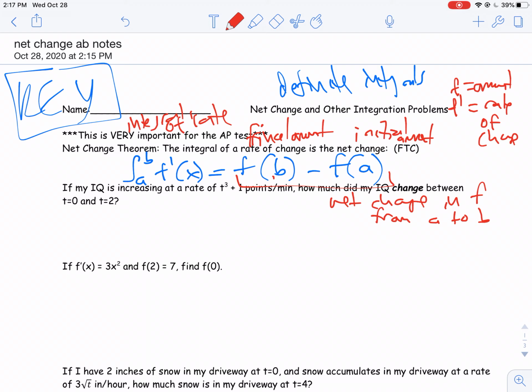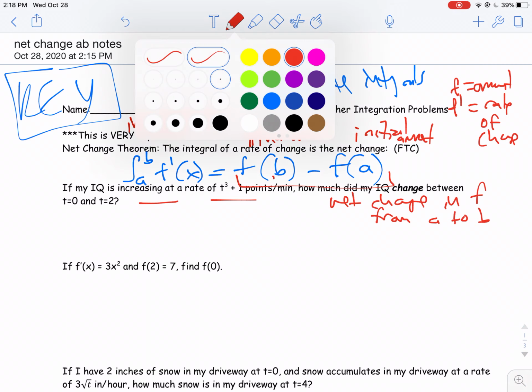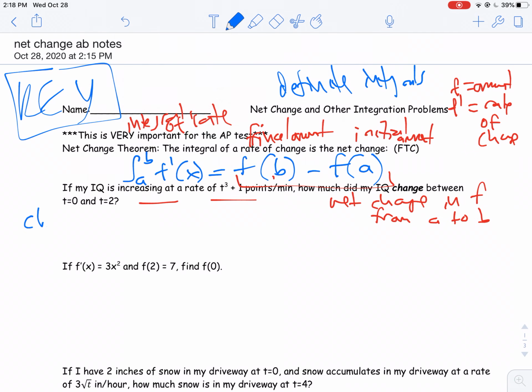So let's go with a realistic problem here. My IQ is increasing at a rate of t cubed plus 1 points per minute. How much did my IQ change from 0 to 2? If I want to find my change in IQ, I just need to integrate the rate of change of my IQ from 0 to 2. I just need to integrate from 0 to 2 of t cubed plus 1. This is a definite integral you already know how to do. The only difference is the setup and thinking about it from a real-life perspective.